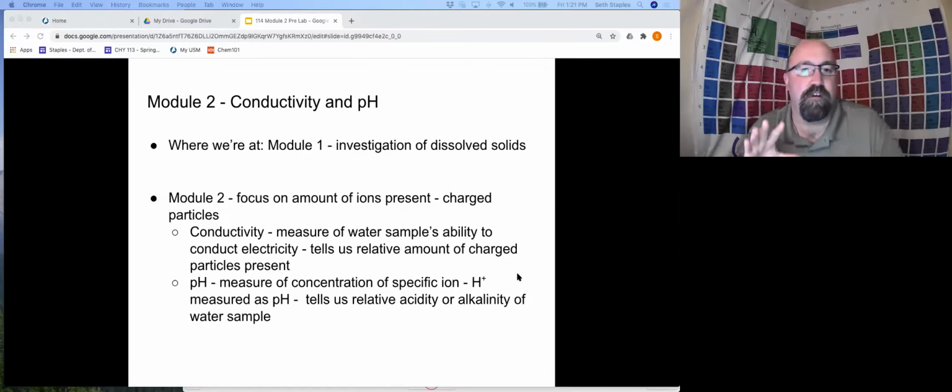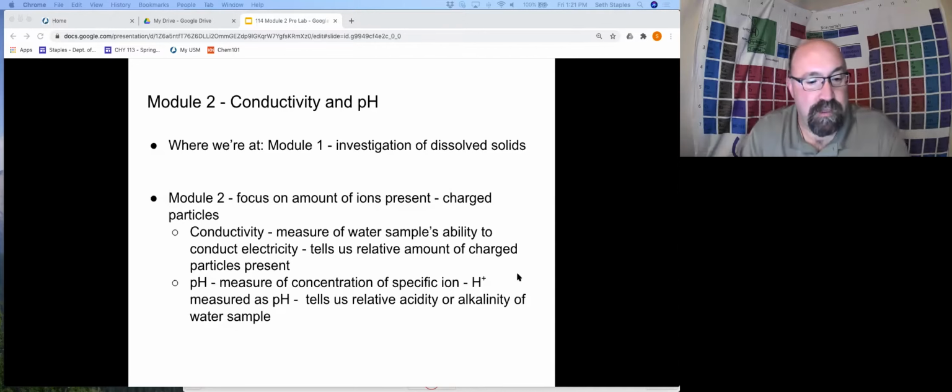Remember that ions are nothing more than charged particles. We're going to look at both conductivity and pH. Conductivity is a measure of a water sample's ability to conduct electricity, and the amount of charged particles has a huge effect on that. The greater the amount of charged particles within a water sample, the more that sample is able to conduct electricity. So if we measure the ability of a sample to conduct electricity, that will tell us the relative amount of those charged particles that are present.